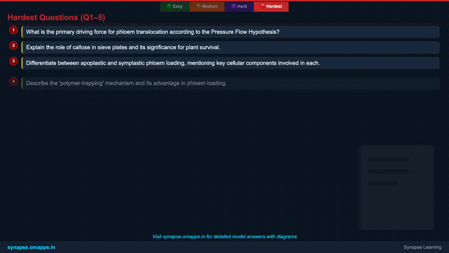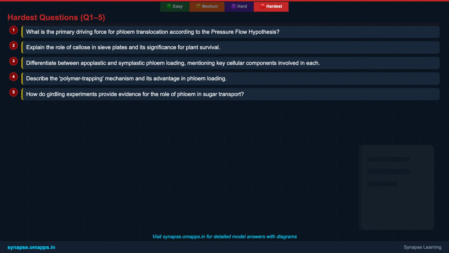Challenge yourself with the first set of 5 questions for the hardest level. These questions require critical thinking, detailed recall, and the ability to synthesize information from various aspects of phloem transport. Focus on the nuances of loading mechanisms, experimental evidence, and the roles of specific cell types. Take your time to analyze each option thoroughly.